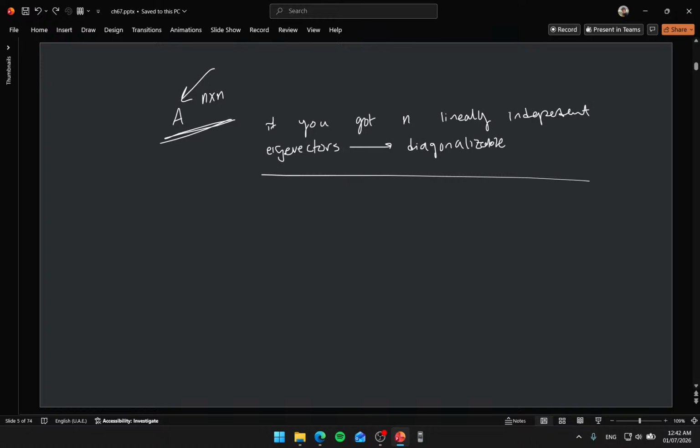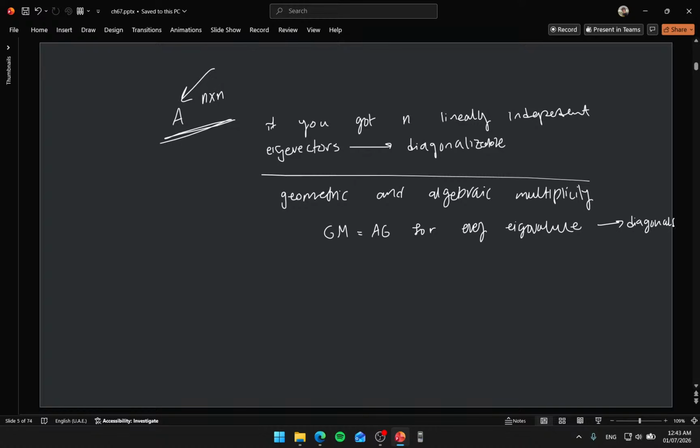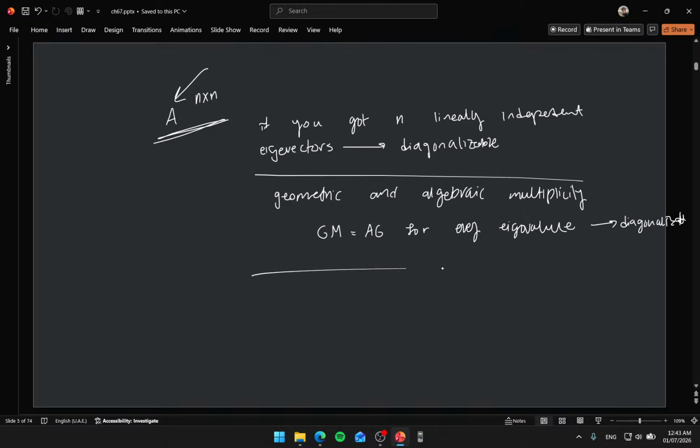The second one, if matrix A, after we find the eigenvalues and eigenvectors, we get something called geometric and algebraic multiplicity. So if the geometric multiplicity equals the algebraic multiplicity for every eigenvalue, then our matrix A is diagonalizable. Whatever. This is the second one.